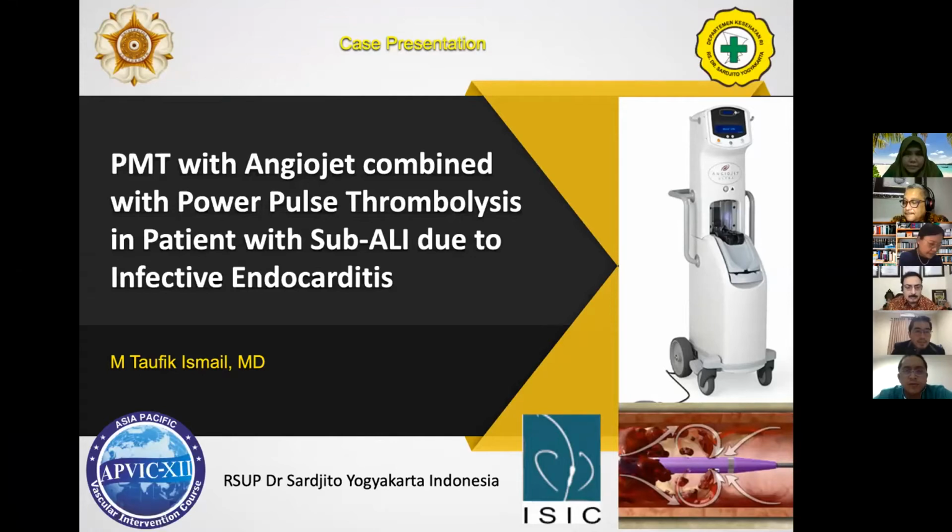Today I would like to present my case. The title is Percutaneous Mechanical Thrombectomy with AngioJet combined with powerful thrombolysis in a patient with subacute limb ischemia due to infective endocarditis.